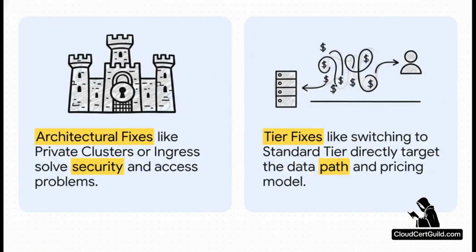Now, here's where a lot of detectives get led astray. They might start thinking about big architectural changes, like making the cluster private or setting up a new ingress. But those things solve different problems, usually stuff related to security or access control. They don't fundamentally change the pricing model for the data transfer itself. The tier fix is what directly targets the data path, and because of that, the egress cost.